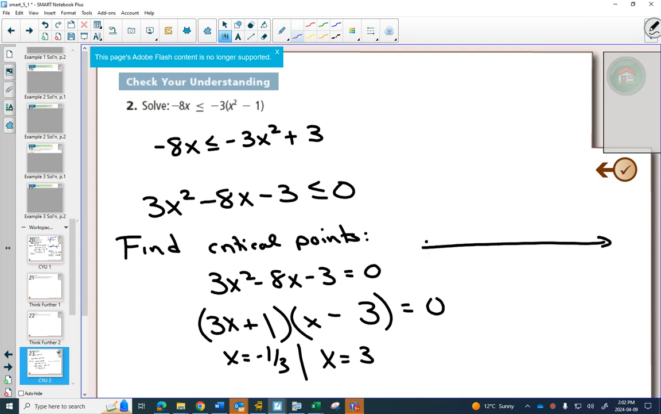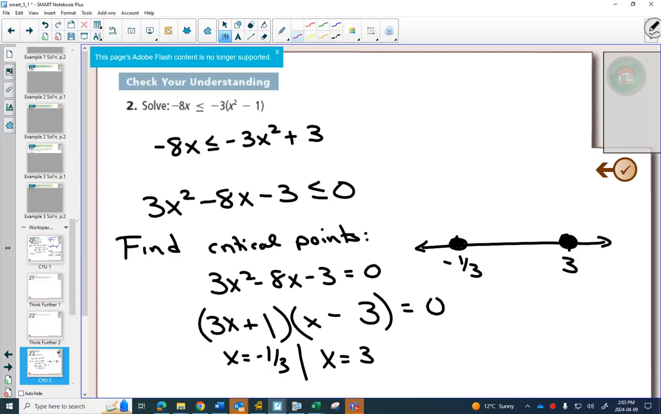On my number line, the negative 1/3 would be here, the 3 would be here, and because there's an equal sign, I strongly encourage you to take this moment to really enjoy filling them in, like relaxing, right? Enjoy them. So nice. So we fill them in because of that equal sign. Now where are the true, false, true? You can either use your critical points or you can use your graph.